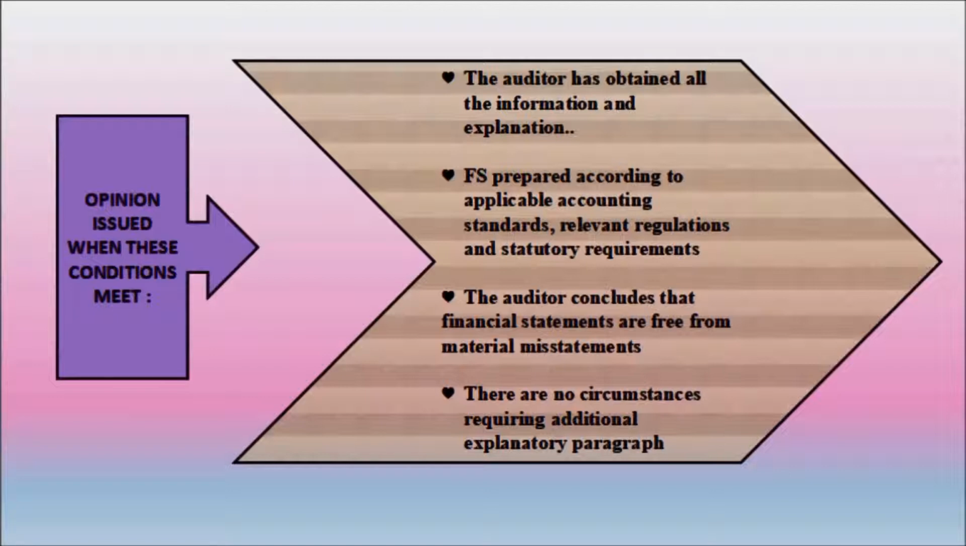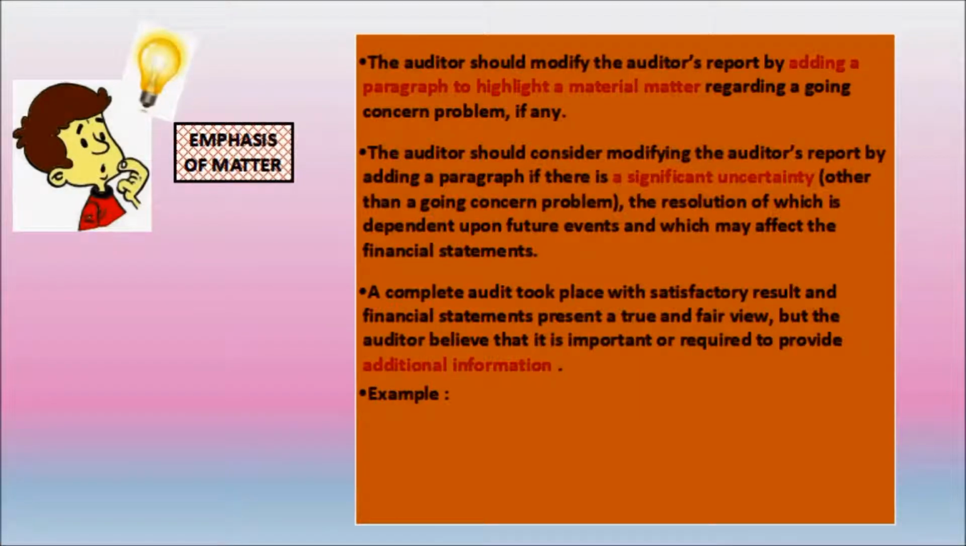First, the auditor has obtained all the information and explanations. Second, the financial statements are prepared according to applicable accounting standards, relevant regulations, and statutory requirements. Next, the auditor concludes that the financial statements are free from material misstatements, and lastly, there are no circumstances requiring an additional explanatory paragraph.